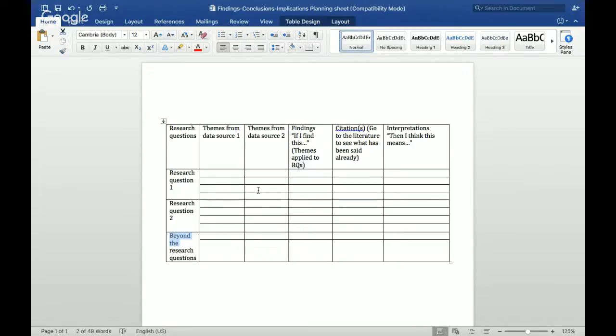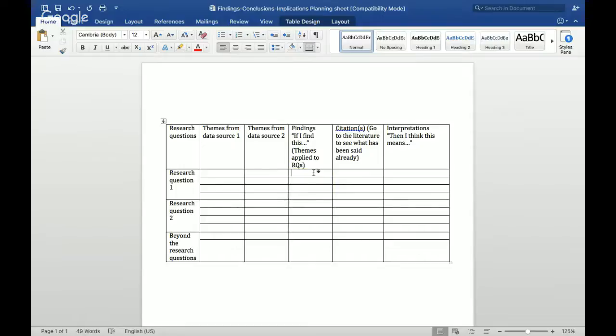Well, the way you state that theme is going to differ depending on what that research question is and how you're using those themes to help you answer the research question. So your findings are kind of like, okay, this is how I'm using the themes to answer this particular research question. So you should have a list of findings.